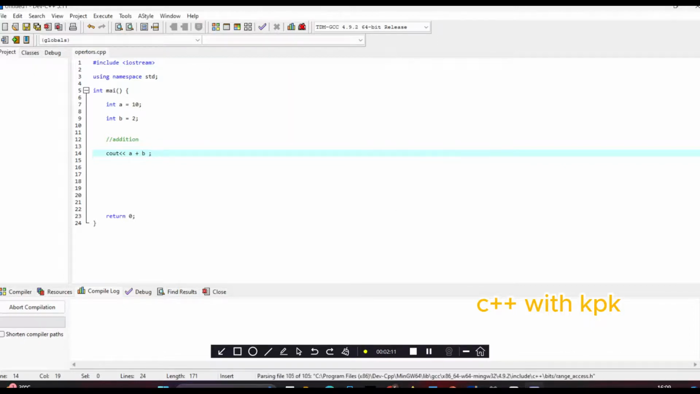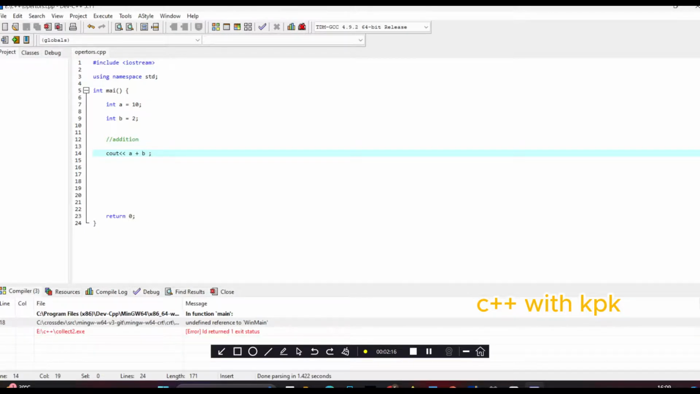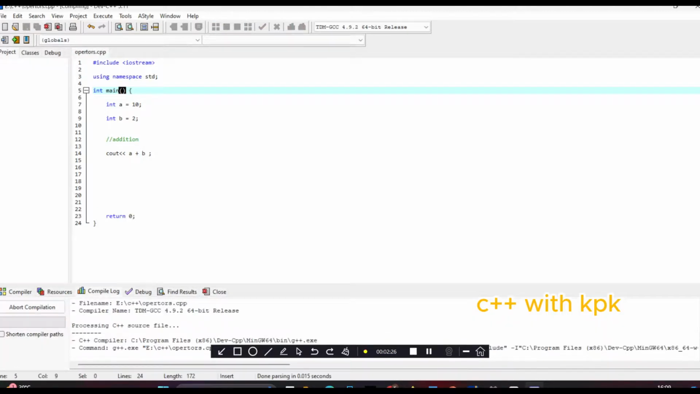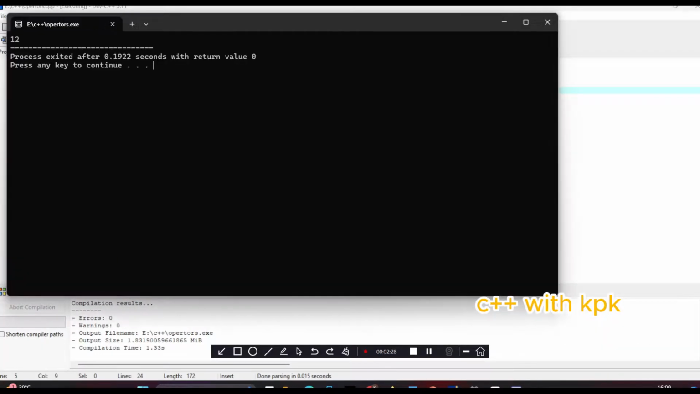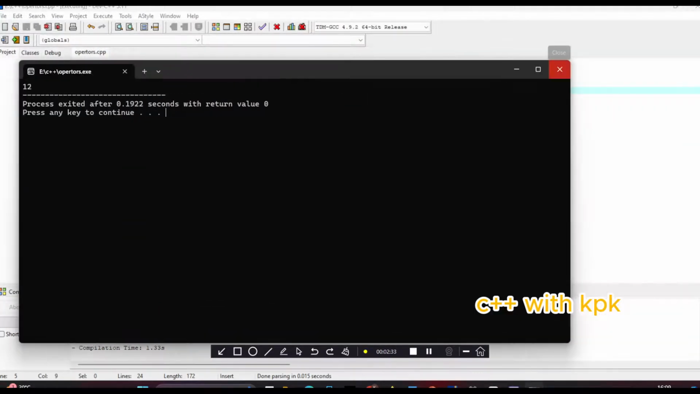Let's print it on the terminal. So let's compile and run. Okay, so it gives us 12. A plus B gives us 12.